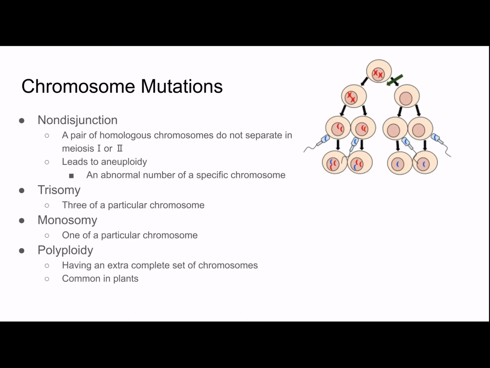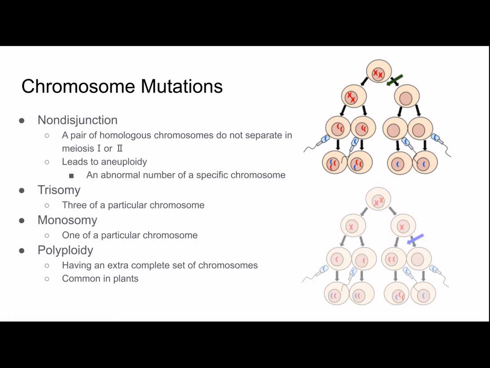So this picture shows meiosis, where the non-disjunction occurs in meiosis 1. But in this case, it occurs in meiosis 2. So as you can see, the non-disjunction leads to trisomies and a monosomy. It really messes up the amount of chromosomes in each cell, unfortunately.